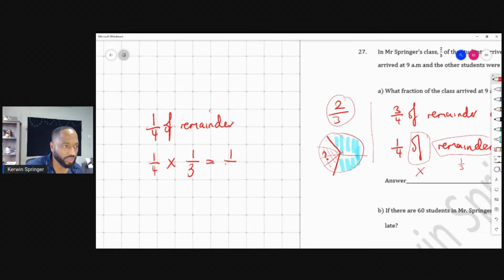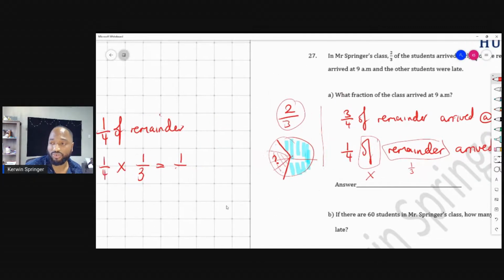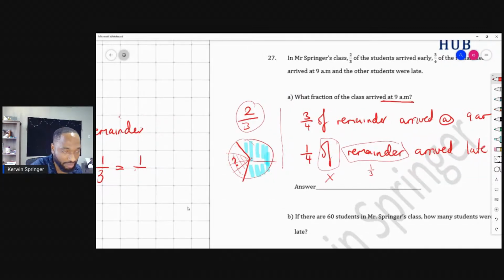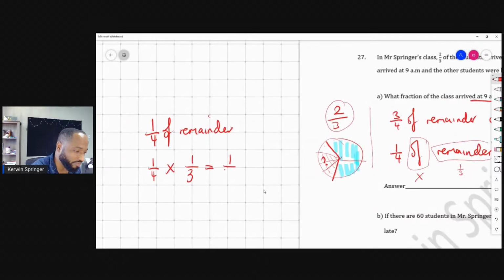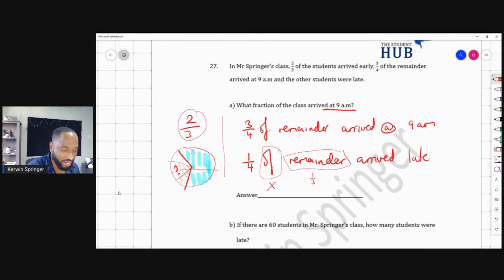What's the question? Let me just make sure. What fraction of the class arrived? Oh, what fraction of the class arrived at 9 a.m.? Good thing. So this is if I want to find out what fraction arrived late, but I want the fraction that arrived at 9 a.m. So there are correct answers in the chat.